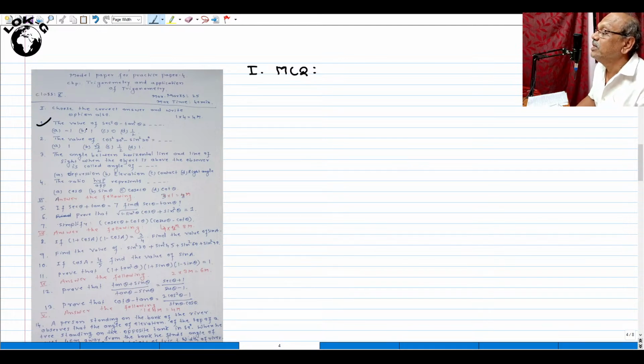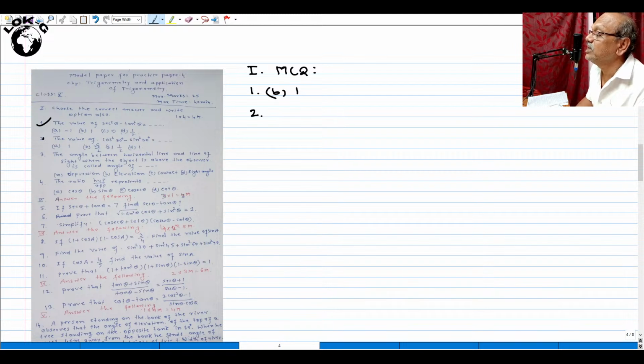You can write the value of sec square theta minus tan square theta. Yes, this is an identity, is it not? Just now we wrote that sec square theta minus tan square theta is 1. Therefore, the correct answer is B, 1. No explanation is required because this is the direct formula.